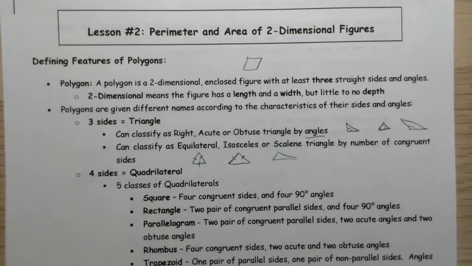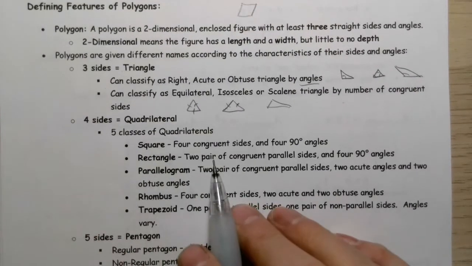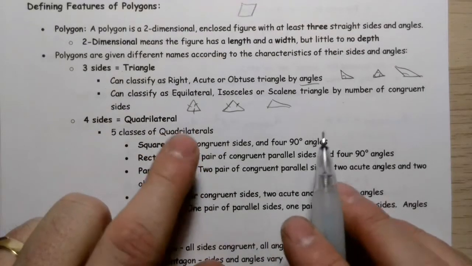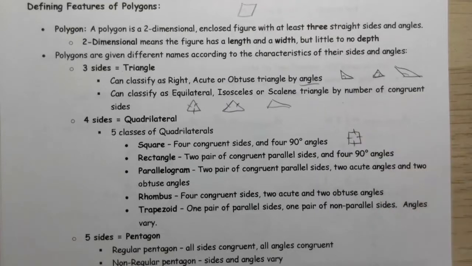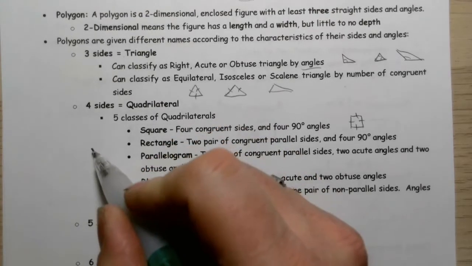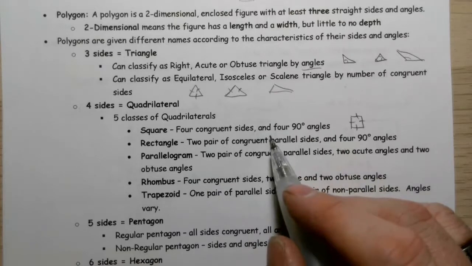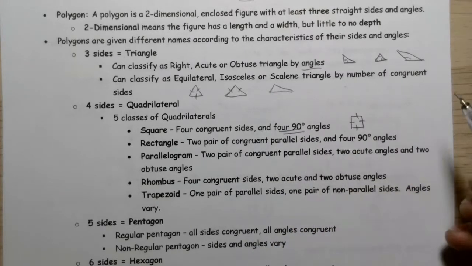Then we've got quadrilaterals. There's a whole bunch of different quadrilaterals here. We can have a square where you've got four congruent sides, four 90-degree angles. But you know what a square is, you are familiar with a square. All the sides are the same. In a rectangle, you've got two pairs of congruent parallel sides. So what that means is, part of what's important in that definition of the square is the four 90-degree angles.